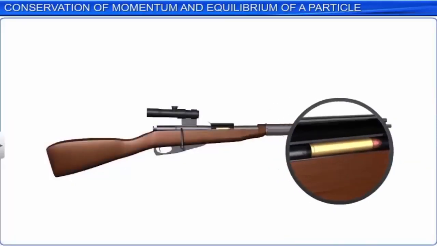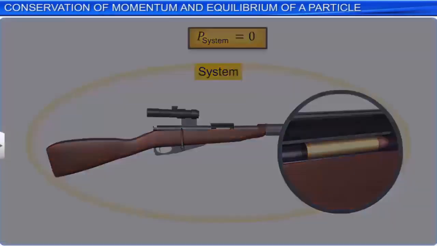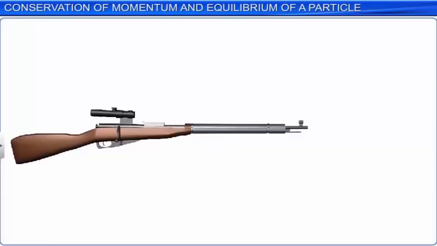The gun and the bullet are in one system. Initially, the gun and the bullet are at rest, which means the momentum of the system is zero. As soon as the bullet is fired, it moves forward with a very high velocity. Thus, there is a force exerted by the gun on the bullet in the forward direction.